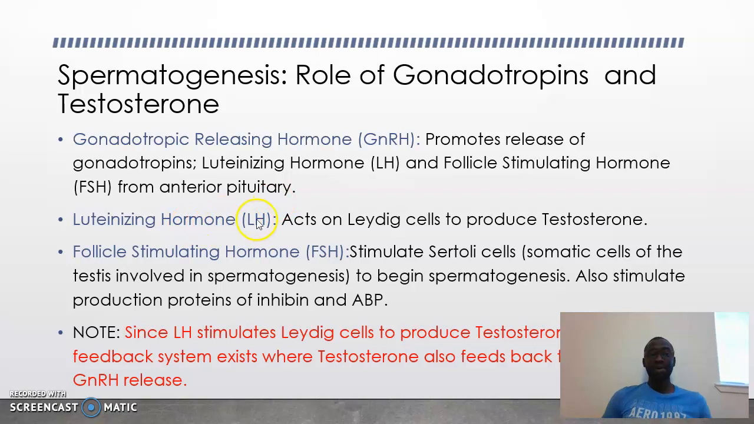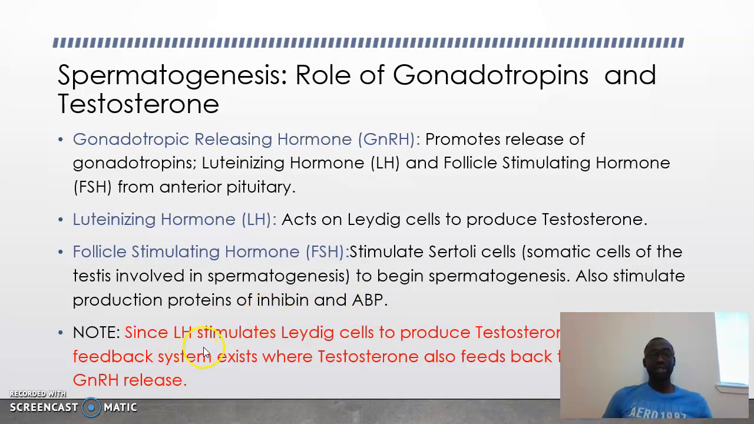The luteinizing hormone, LH for short, acts on Leydig cells to produce testosterone. The Leydig cells are the cells that produce testosterone. FSH, follicle stimulating hormone, stimulates the Sertoli cells, which are the somatic cells involved in spermatogenesis, to begin spermatogenesis. So it basically initiates the process. It also stimulates the production of proteins such as inhibin and ABP.